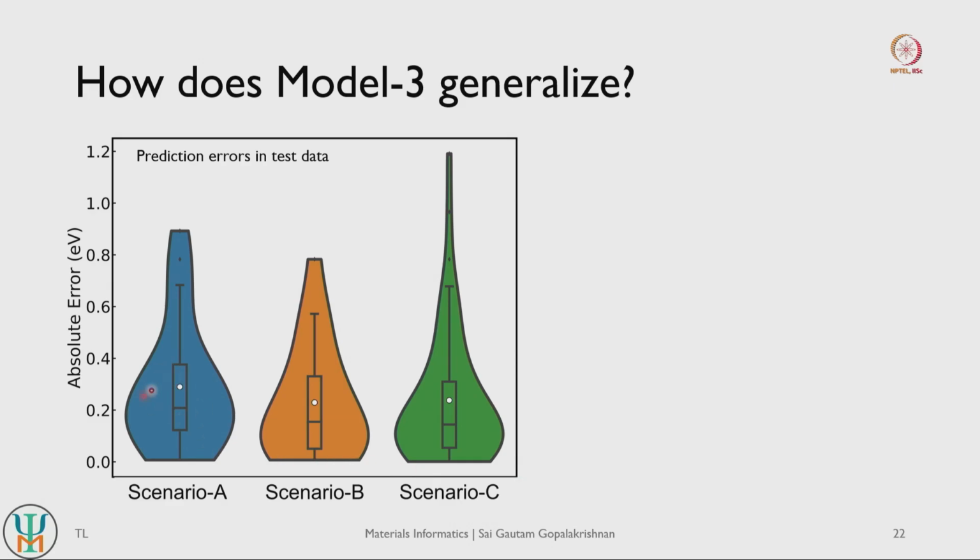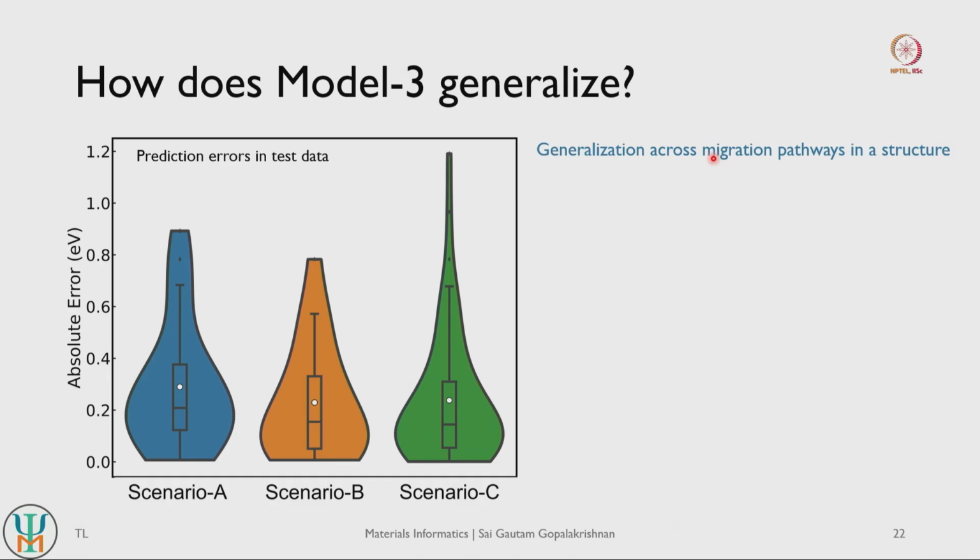The important points to observe are the circles and the horizontal lines here, which represent the mean and the median of the distribution. Scenario A, represented by blue here, is generalization across different migration pathways in a given structure. You show the model one of the pathways in a given structure, and you ask the model to make a prediction on a different pathway within the same structure as part of the test set.